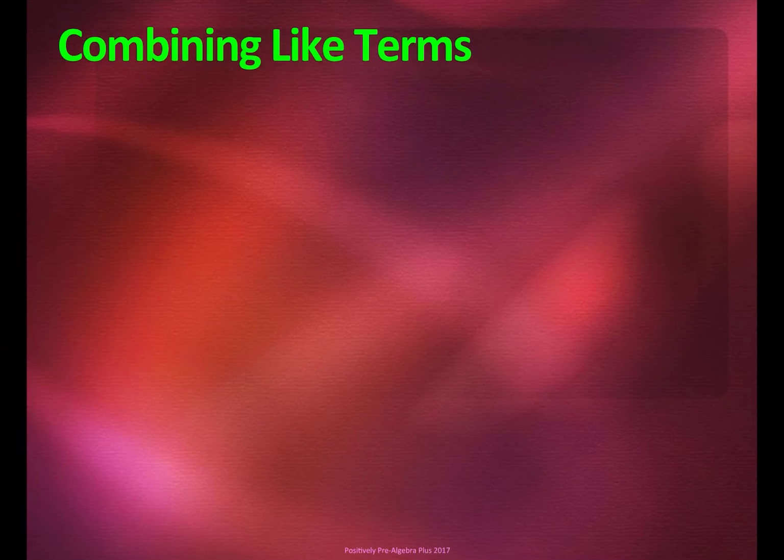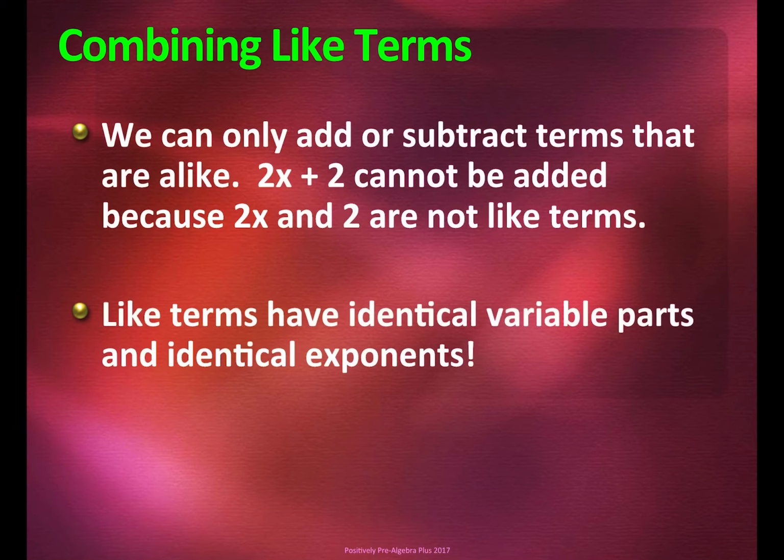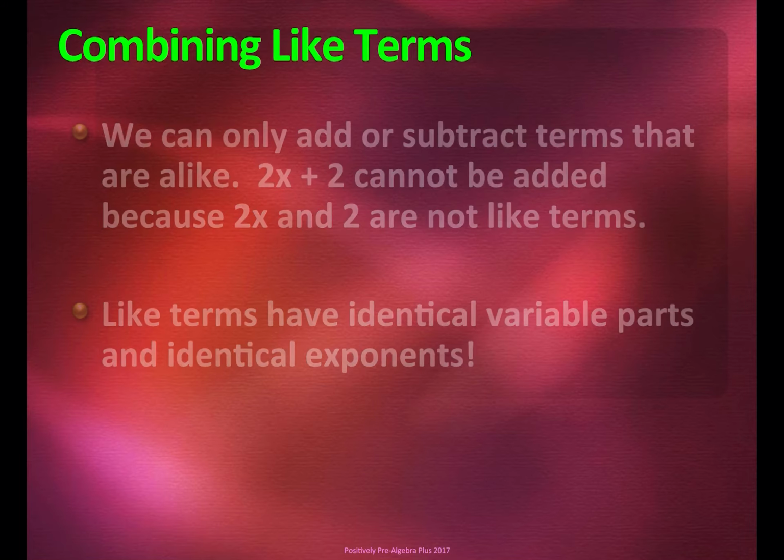So combining like terms. We can only add or subtract terms that are alike. 2x plus 2 cannot be added because 2x and 2 are not like terms. Like terms have identical variable parts and identical exponents.